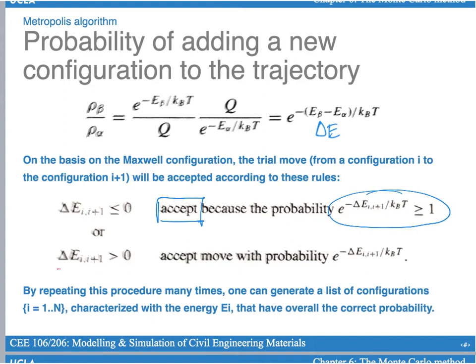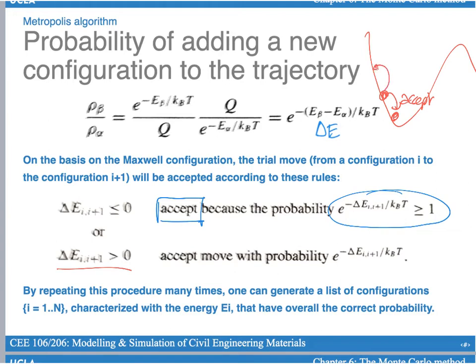On the other hand, if the difference of energy is higher than zero, it means that you are moving towards a less likely configuration. So if this is the energy landscape, when the energy is going down, so you are making a move like this, you will accept. This is the case that we just talked about.